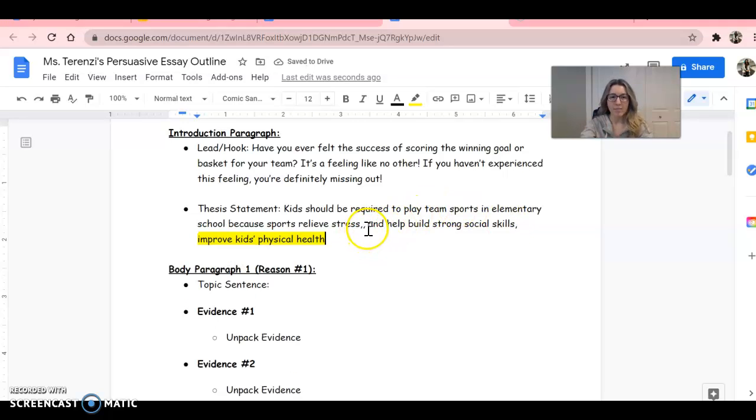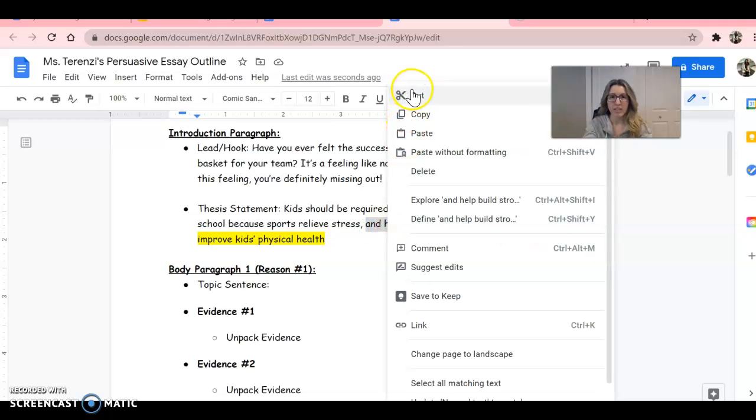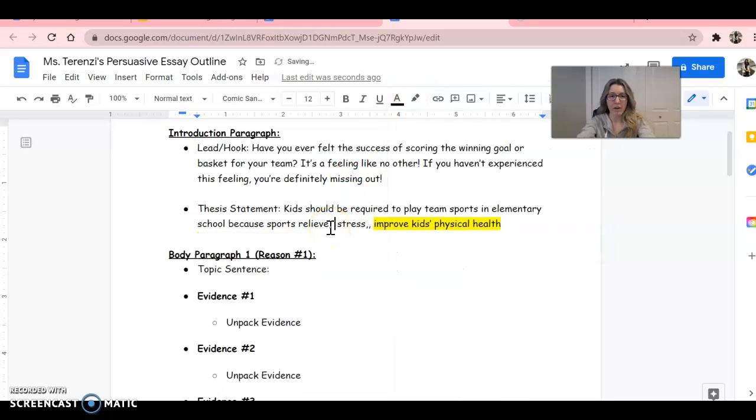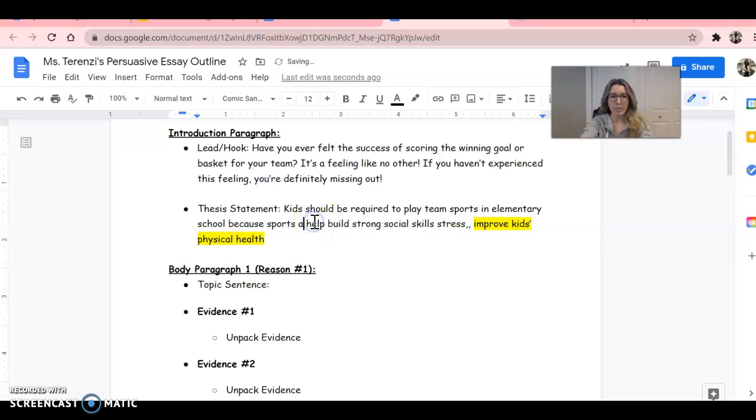So let me make sure, well, I have here that strong social skills are the second most important reason, but I think that that's actually the least important reason because kids get social skills in other ways like school or hanging out with friends. So I'm going to say because sports help build strong social skills, they relieve stress and improve kids' physical health. So now I've decided that I'm going from least to most important reasons. And my sentence makes sense, so you should do the same with your thesis statement.